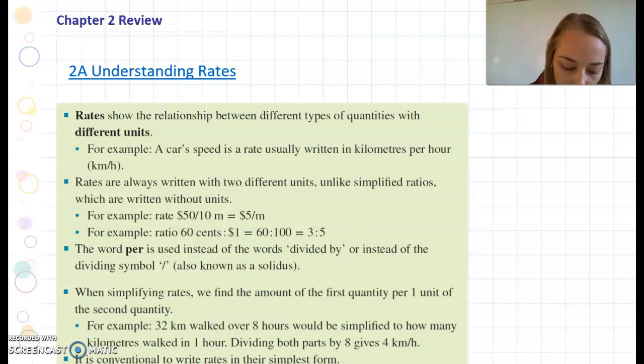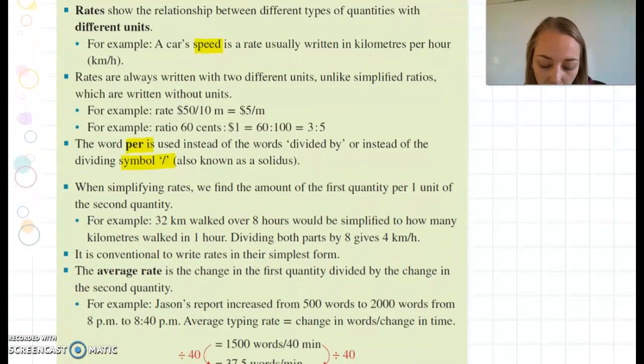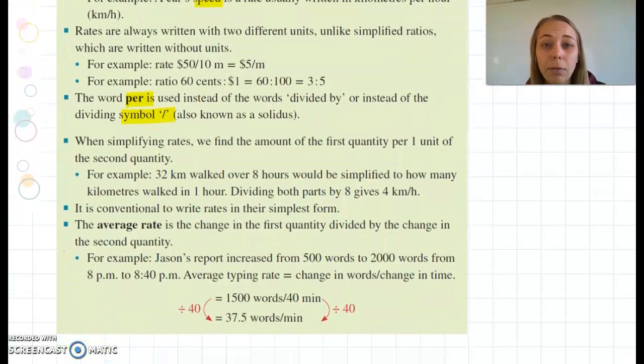So the things that we need to look at then for rates, we have got speed is a prime example, like I just said, kilometers per hour. Now that per is used as the symbol that divides the two quantities in the rate. So we use that slash symbol. And we do a lot of work with simplifying rates, okay?